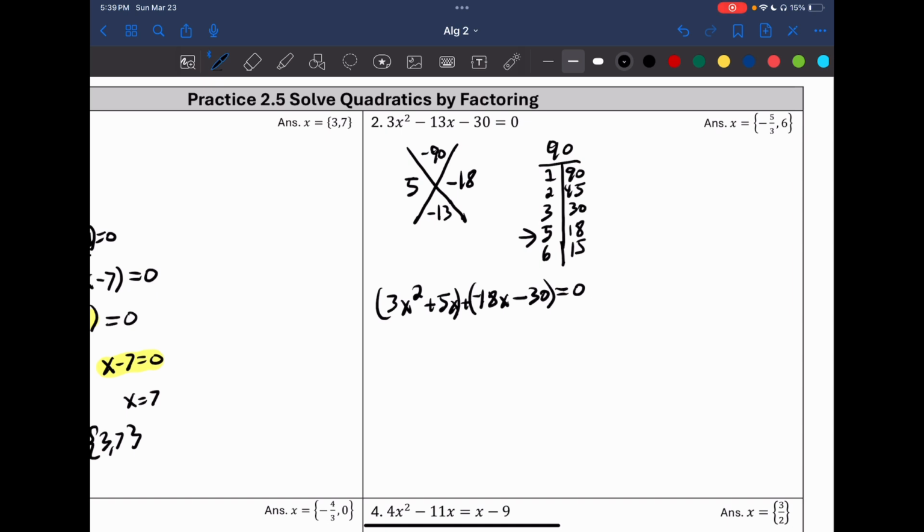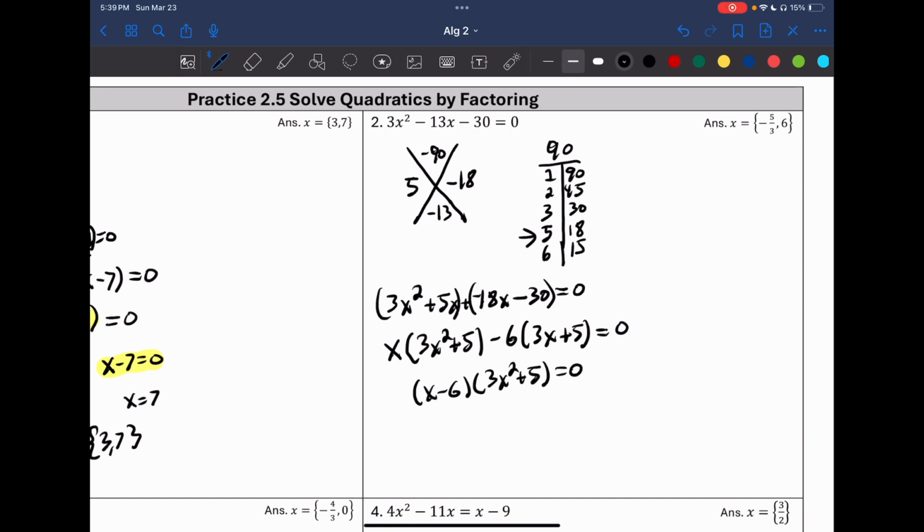If we factor out the greatest common factor from this first parentheses, we can only do x times 3x squared plus 5. From the second term, the greatest common factor between -18x and -30, that's going to be -3. Oh no, it's going to be -6. And what's left over? Well, 3 times 6, so it's going to be 18. So we want 3x, and then 6 plus 5 is going to give us negative 6 times 5 is going to give us negative 30.